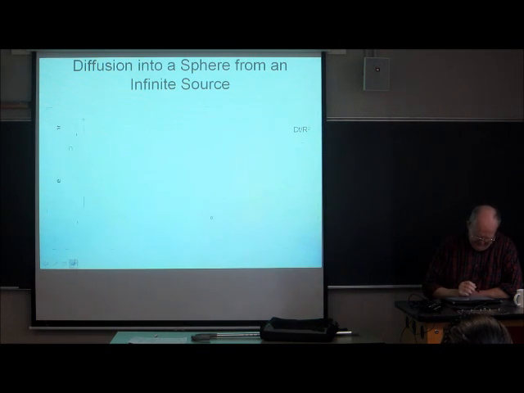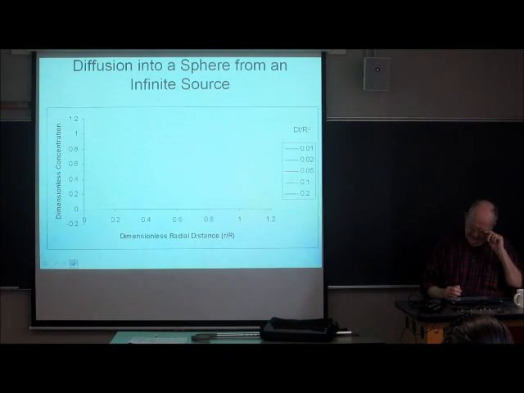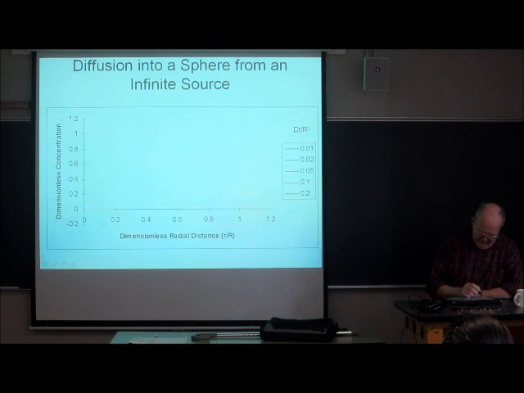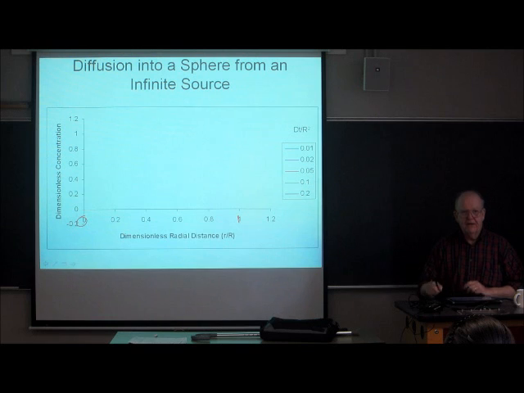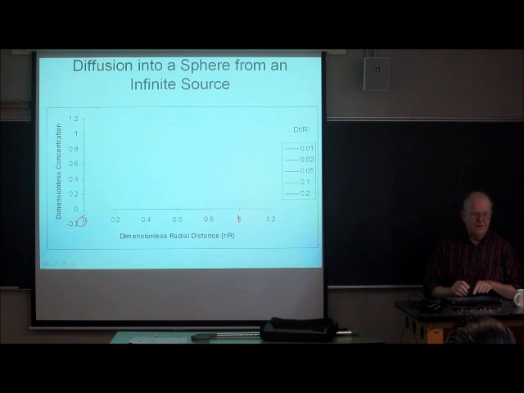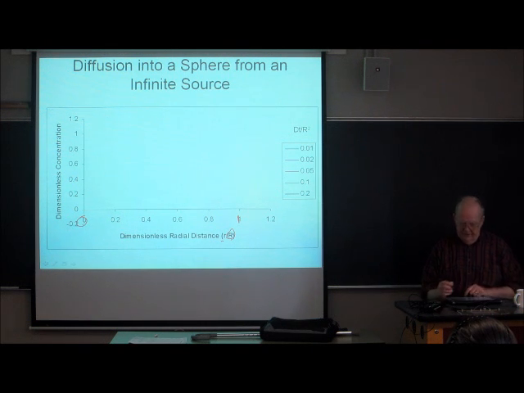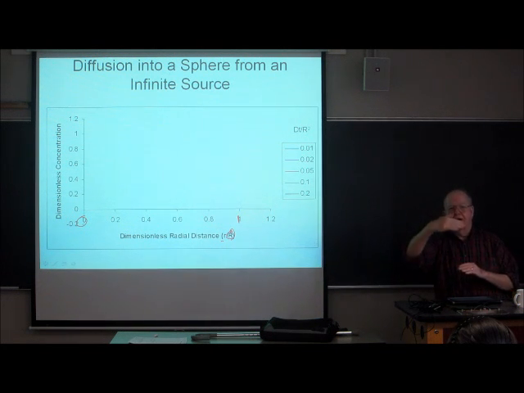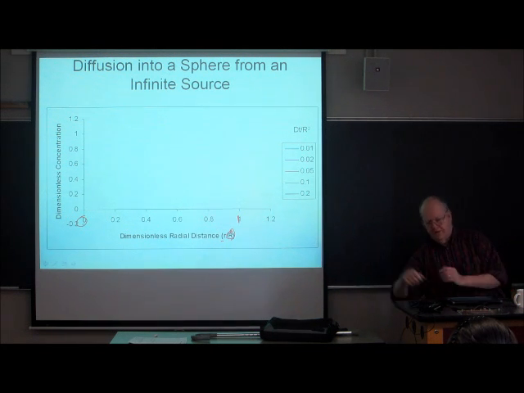So here's the result. This is the center of the sphere, and this is the radius of the sphere. This is R naught. I've undimensioned it by plotting little r, the radius, over the actual radius. I guess I call that R naught of the sphere. And the stuff is coming in from the outside. So the outside would be over here.